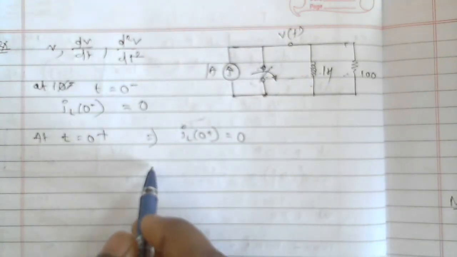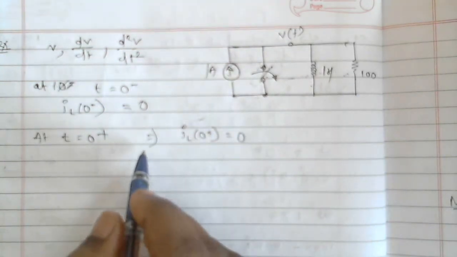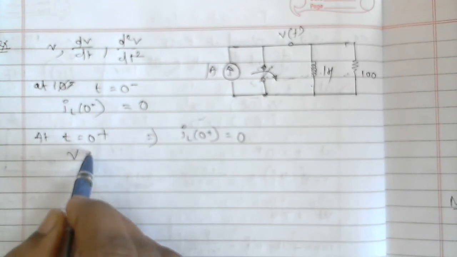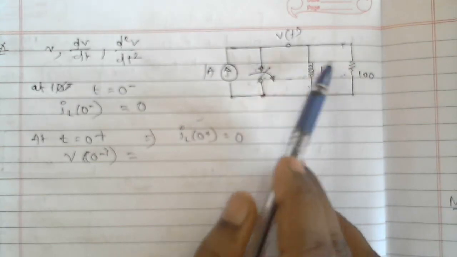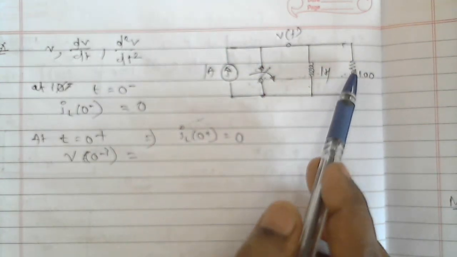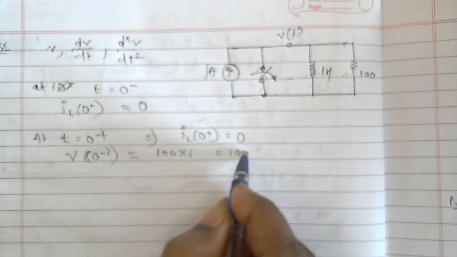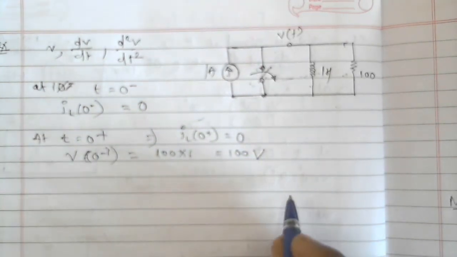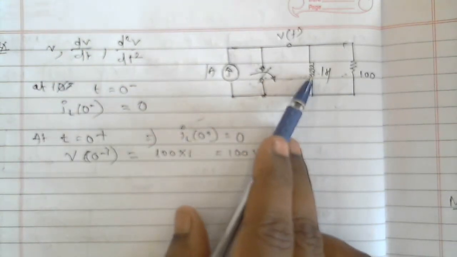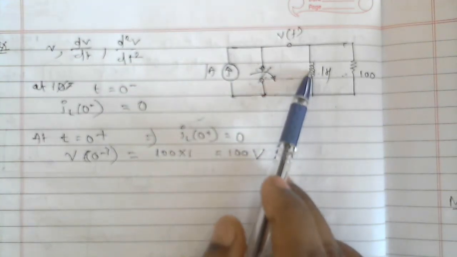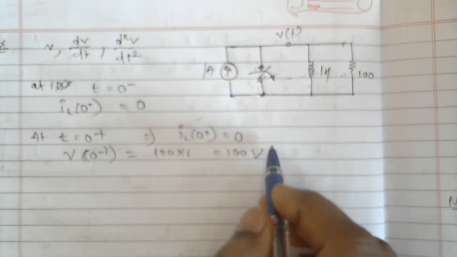But what will be the voltage at this particular point? It will be V at 0 plus equal to this resistance into the current, V equal to I R. So 100 into 1, that is 100 volt. Now let's draw the circuit for t greater than 0. Initially the inductor was acting as an open circuit; now the inductor will act as an inductor itself. I will draw the circuit for 0 plus.